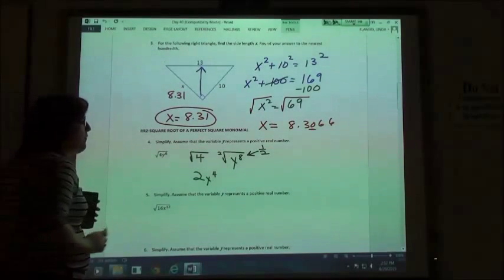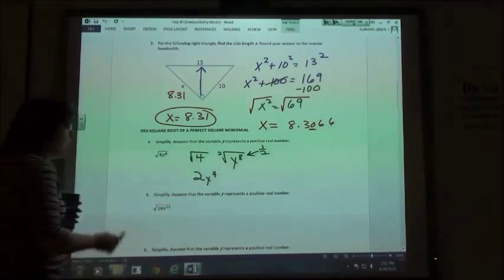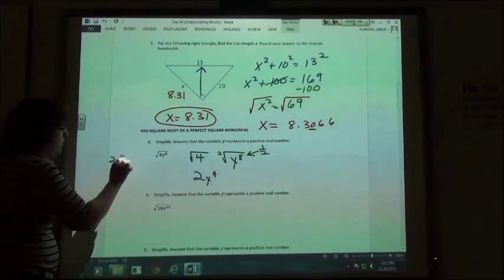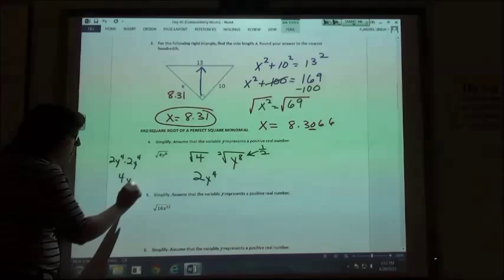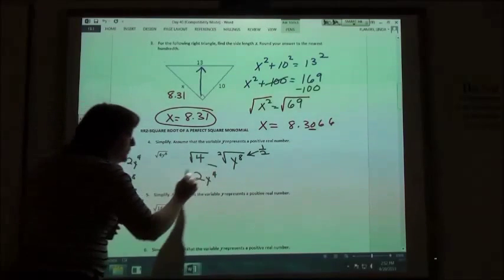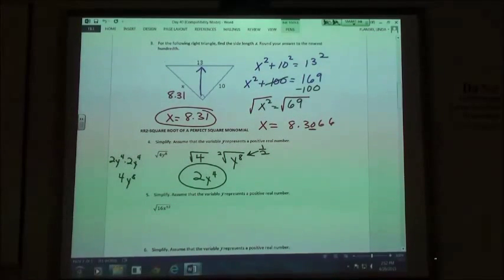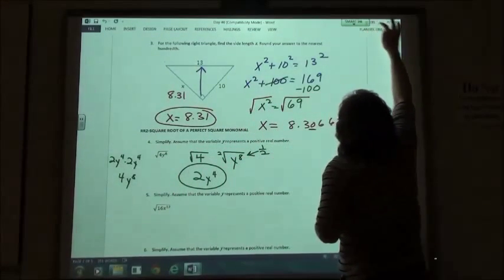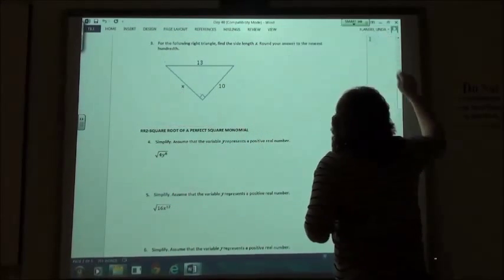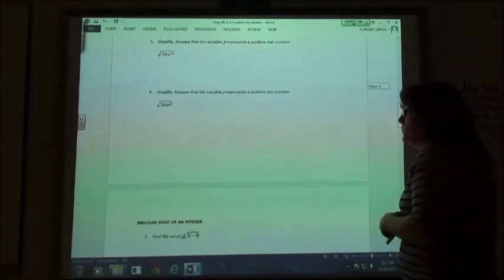So the square root of 4y to the 8th is 2y to the 4th, because if I took 2y to the 4th times the second 2y to the 4th, I'm going to get 4y to the 8th. No square root left on that because it is a perfect square. So anytime I have an even exponent, it is going to be a perfect square. So all of these ones you start with here are going to have even exponents.